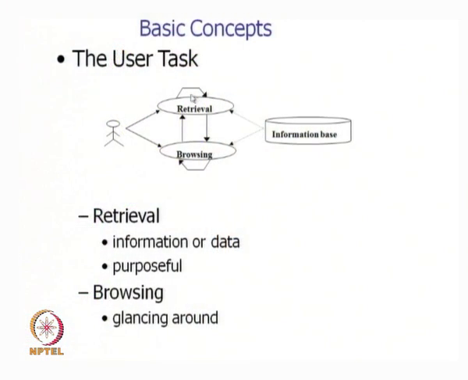All right. So, we go to the slide and see that the user task in information retrieval can be modeled by means of this schematic. So, the user poses a query to the retrieval system, the information base is referred to, and what comes out is presented to the user. The user can also do browsing of the web. Retrieval is of information or data which is retrieved, and retrieval is purposeful. Browsing on the other hand may not be completely purposeful, it is simply glancing around at whatever is there on the web.